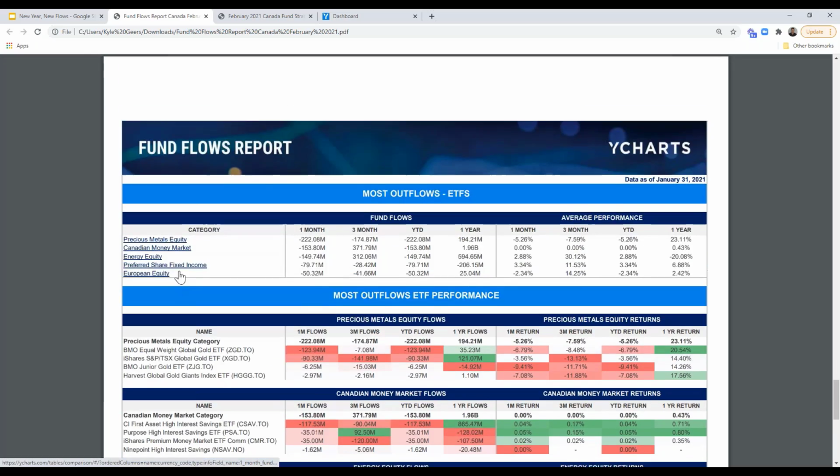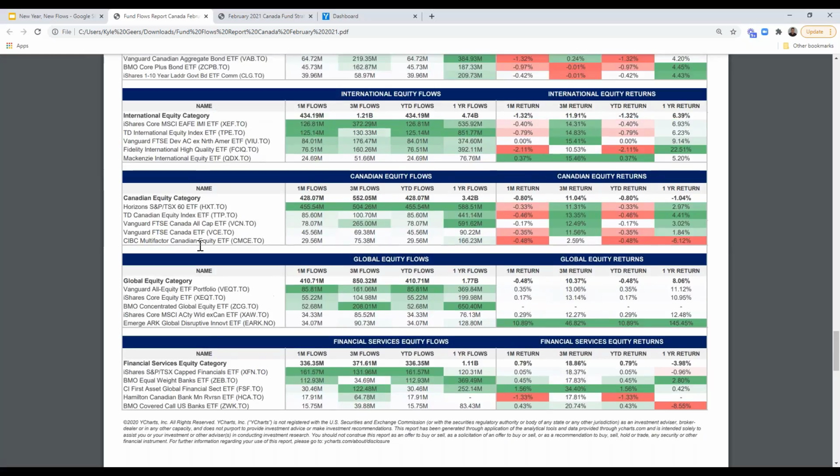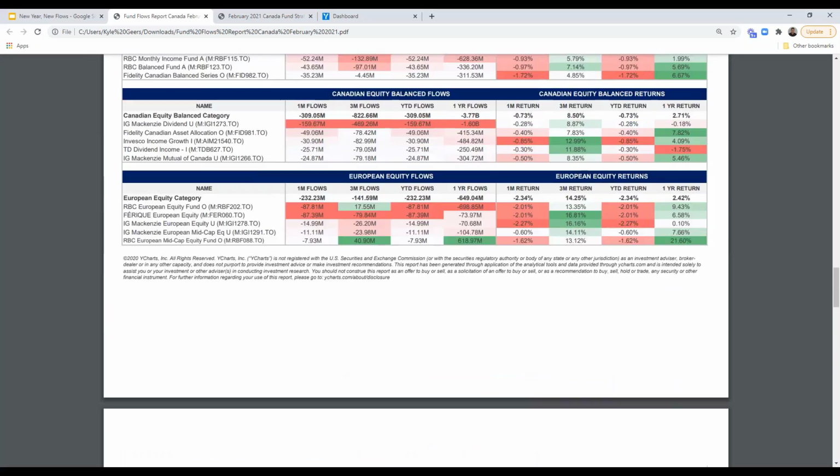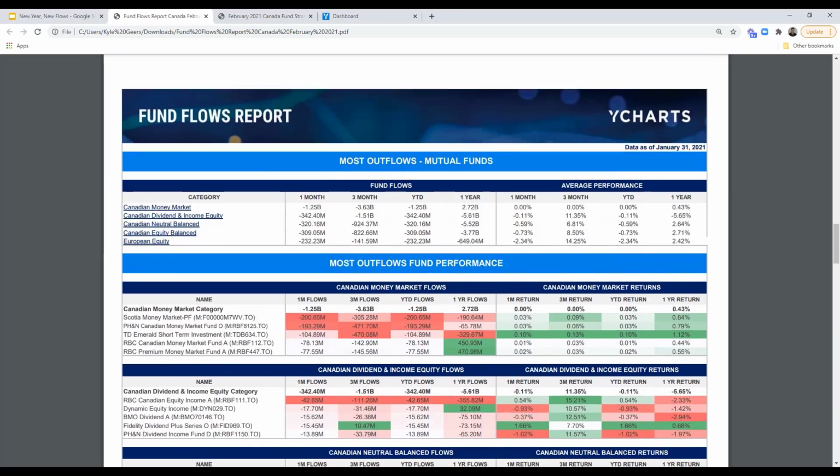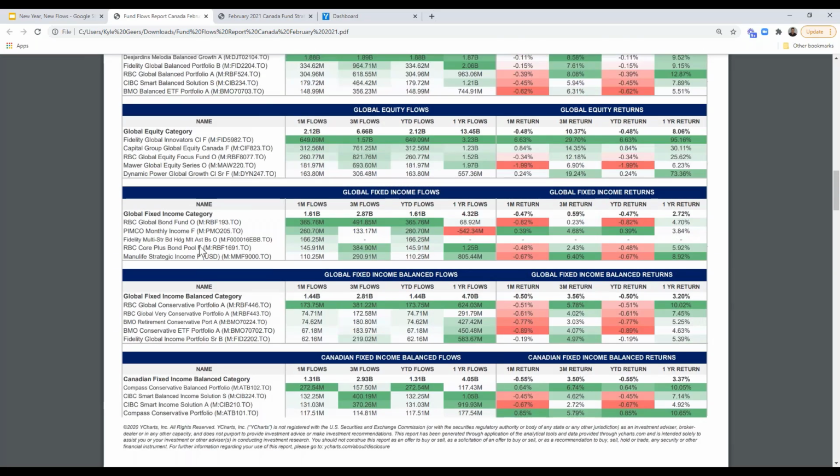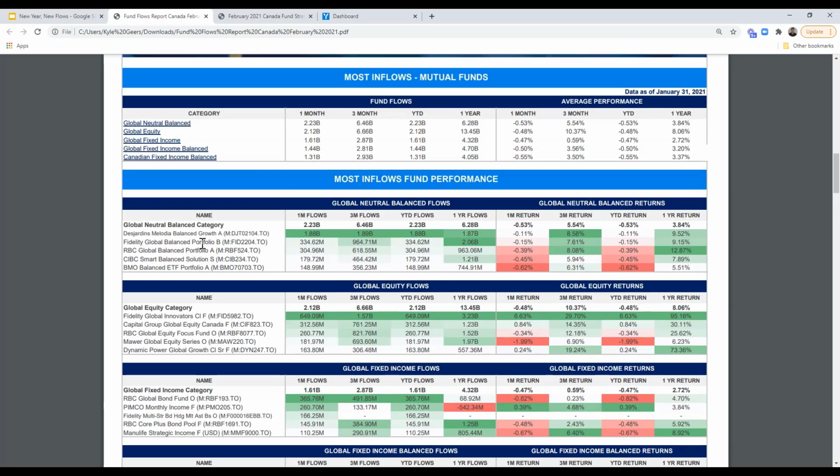So one thing I want to point out on this particular report, and one limitation of the report itself, is the fact that you're only looking at 5 total funds for each individual category. And you might be thinking to yourself, well, that's great, but I want to see a longer list. I want to see the full picture.